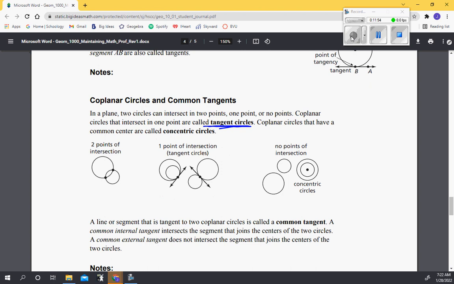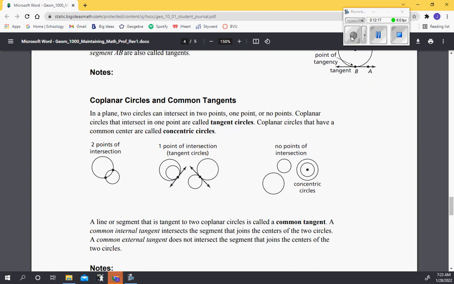This might be a little confusing. This is one example. See how I have 2 different circles? They both intersect right there at that point. This is another example, right? They both intersect at that point. Those are tangent circles. They intersect at 1 point.